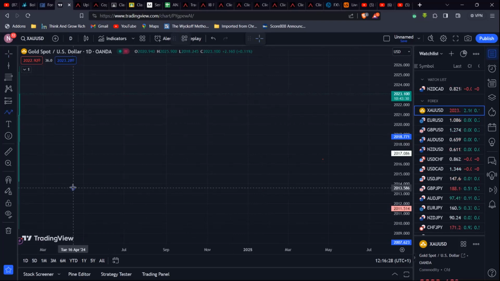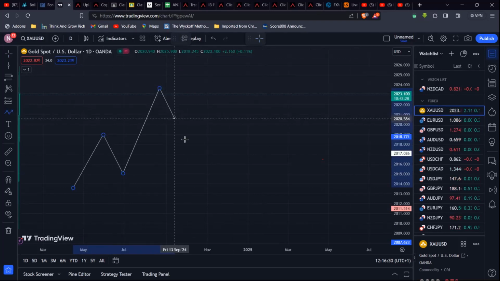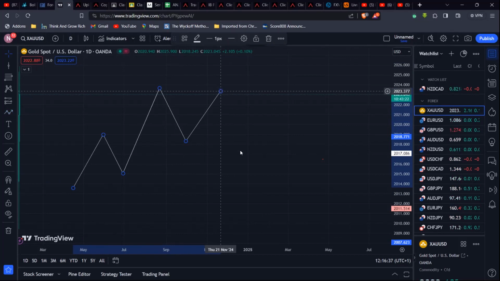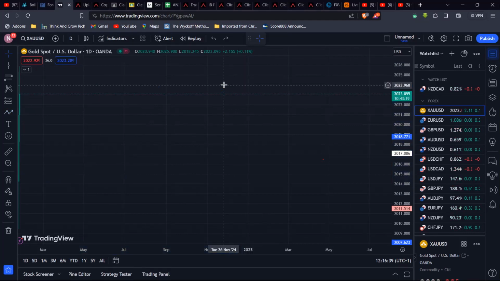So if the market is bullish, from my standpoint, I only like to look for buying opportunities. I don't like counter trend trades. The reason is it's difficult to swim against the current.